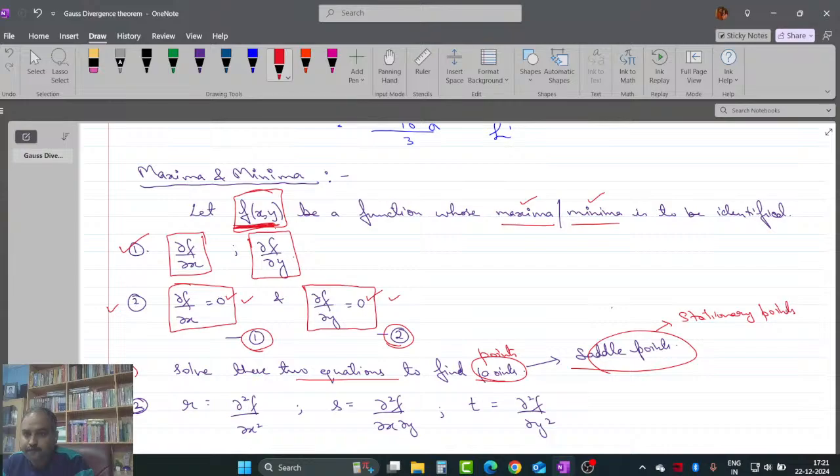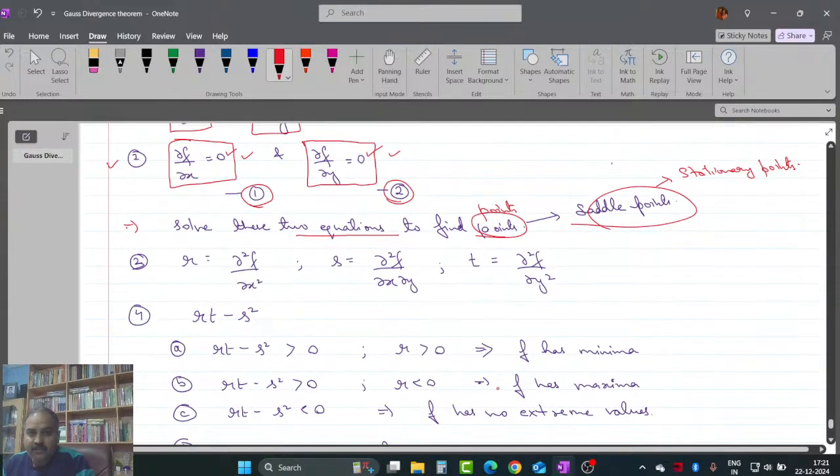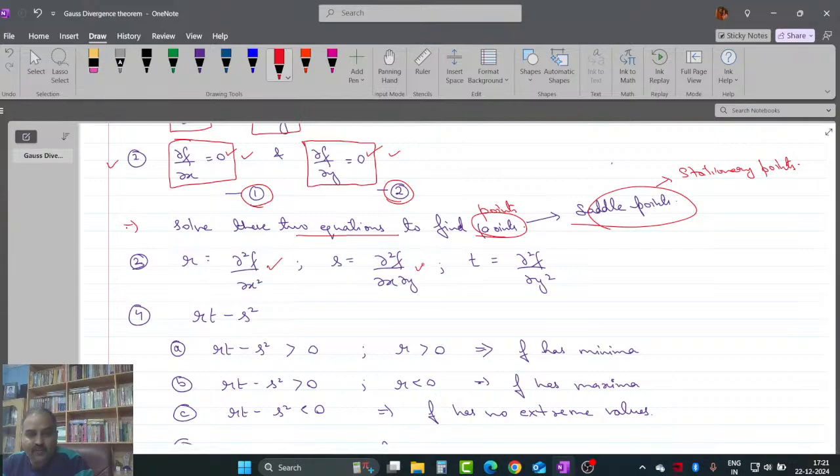Now, the next step, that is step number 3, we need to find the value of r equal to ∂²f/∂x², s that is ∂²f/∂x∂y, and t equal to ∂²f/∂y². That is basically the third step. This is the main step, step number 4. That means we need to evaluate rt minus s².